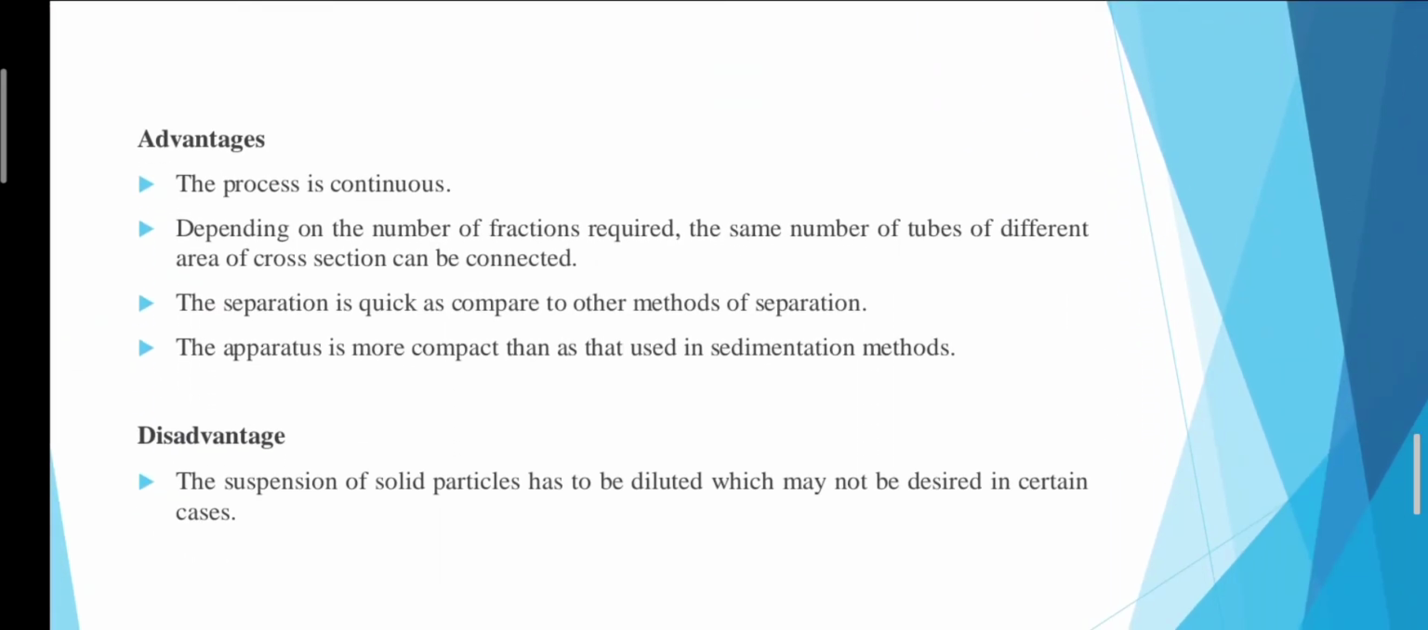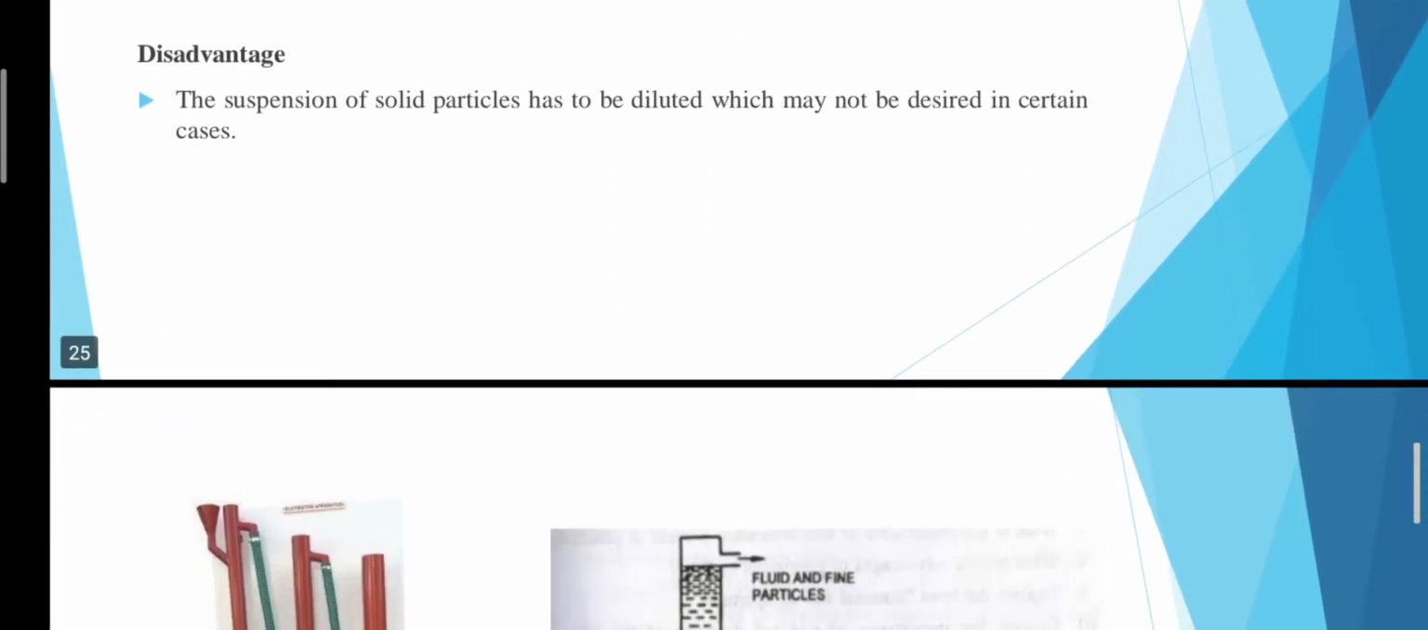Advantages of this elutriation: the process is continuous. Depending on the number of fractions required, the same number of tubes of different area of cross section can be connected. The separation is quick as compared to other methods of separation. The apparatus is more compact than that used in sedimentation methods. A disadvantage: what is the disadvantage of the elutriation tank method? The solid particles to be separated have to be diluted, which may not be desired in certain cases.